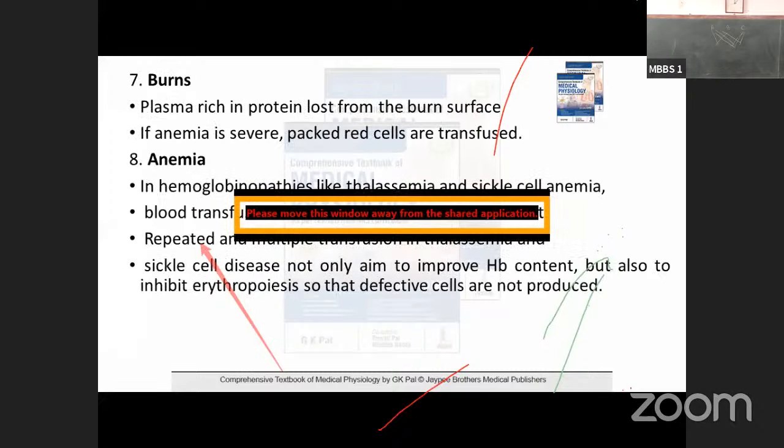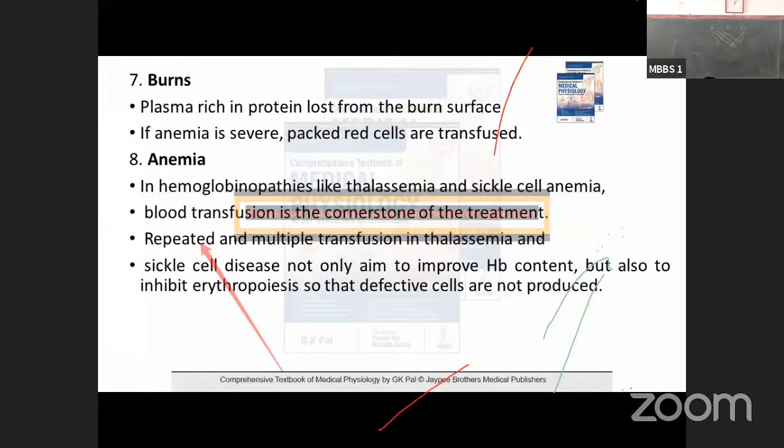In burns, there is a loss of proteins from the burn injuries. A lot of proteins are lost. At that time we give packed cell transfusion or protein-rich plasma in burns. Then in anemias and hemoglobinopathies like thalassemia and sickle cell anemia, we give blood transfusion.